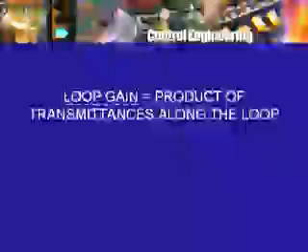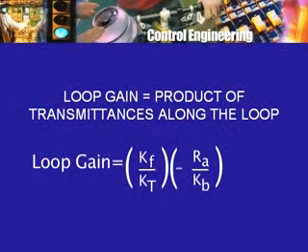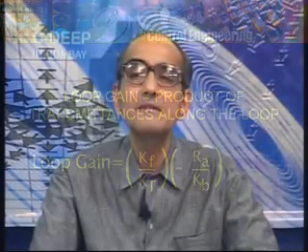With that loop is associated what Mason called the loop gain. That is the product of the transmittances along that loop. So in this case, kf by kt multiplied by minus Ra by kb. This is the loop gain. There is only one loop here, and the loop gain therefore is kf by kt. This is one of the transmittances multiplied by the other transmittance. Don't worry about the negative sign, minus Ra divided by kb. So this is the loop gain associated with that loop.